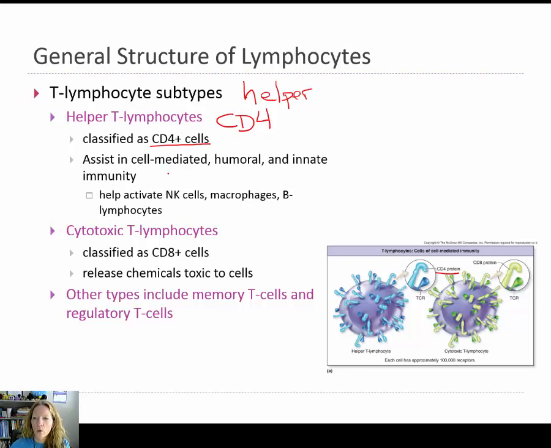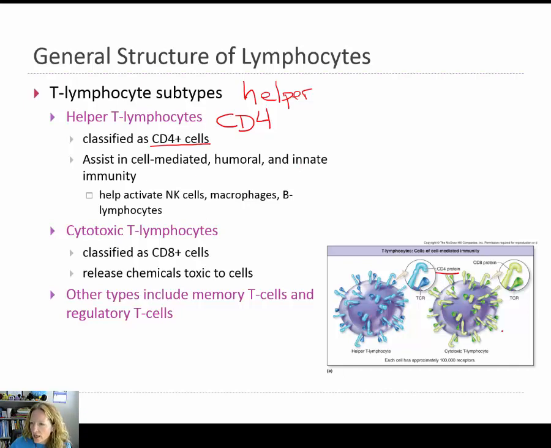So we'll talk about how important they are, not only in assisting with the cell-mediated immunity, because it is a T lymphocyte, but also how it is going to be huge in humoral immunity. And it's also going to elicit some innate responses as well.